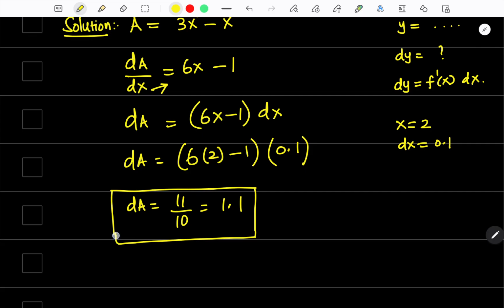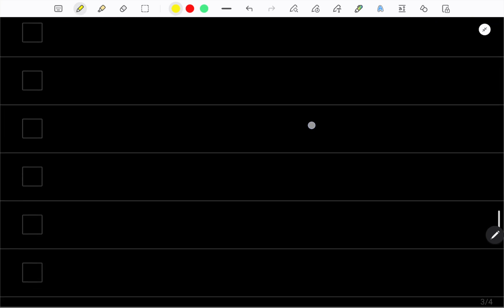Clear? Right, very simple. You are just calculating dy by dx, that's what we are going to do here. But they have given us what?